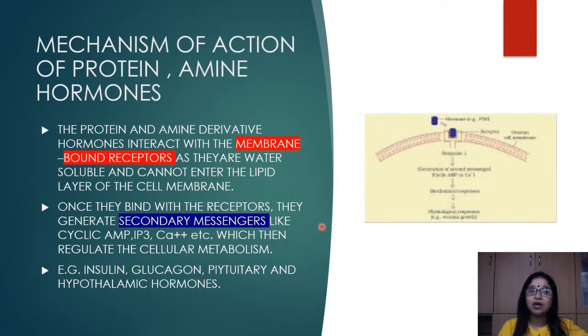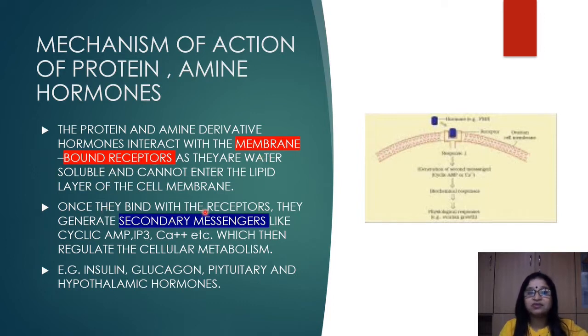So now let's see how, out of the different types of hormones, proteins and amine derivative hormones work. The protein and amine derivative hormones, where we talk about insulin, glucagon, the pituitary hormones, the hypothalamic hormones, adrenaline, all these, how do they react? They interact with membrane-bound receptors. They are water soluble and therefore cannot enter the lipid bilayer of the cell membrane. So it is very difficult for them to pass through. So they need to bind with the membrane-bound receptors.